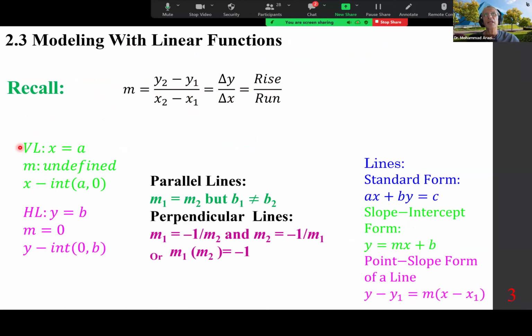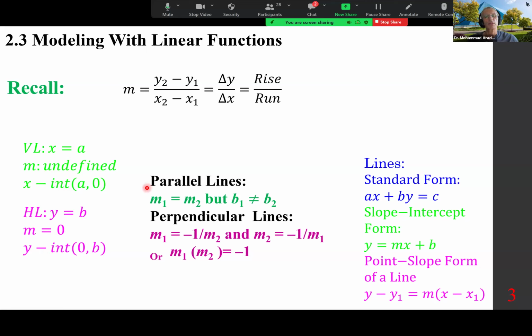Vertical line, VL for short: x equals a is the equation. The slope m is undefined, and the x-intercept is located at (a, 0). Horizontal lines, in general, have the equation y equals b, the slope m is 0, and they have a y-intercept located at (0, b).